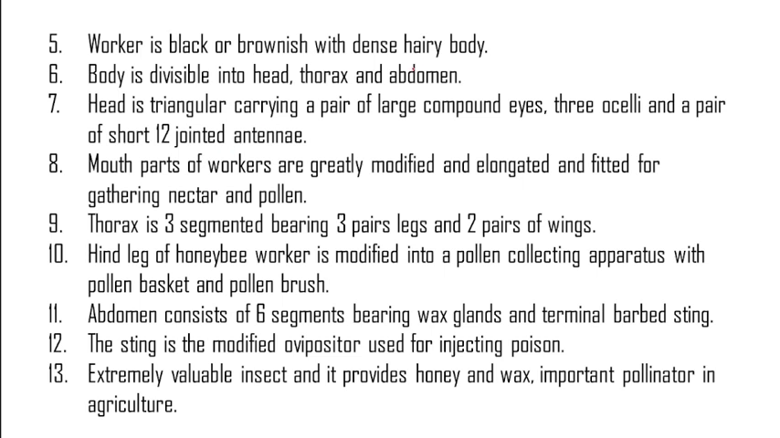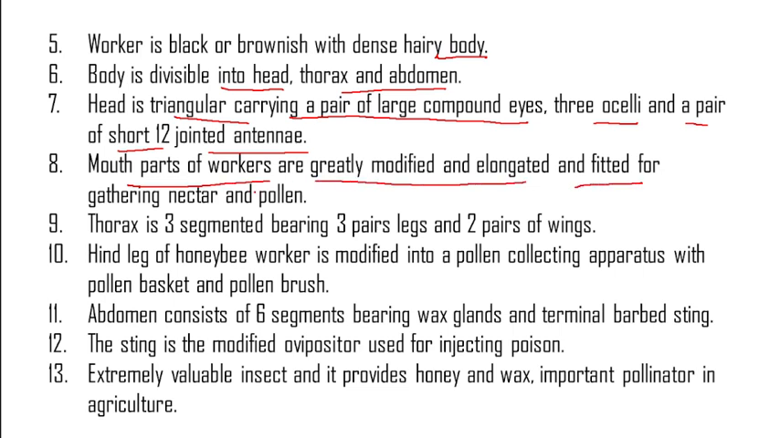Worker is black or brownish with dense hairy body. Body is divisible into head, thorax and abdomen. Head is triangular, carrying a pair of large compound eyes, 3 ocelli and a pair of short 12 jointed antennae. Mouth parts of workers are greatly modified and elongated and fitted for gathering nectar and pollen.